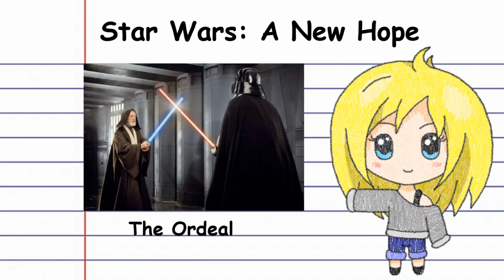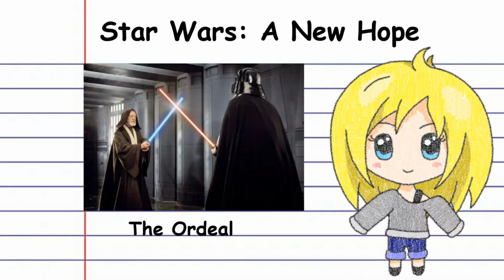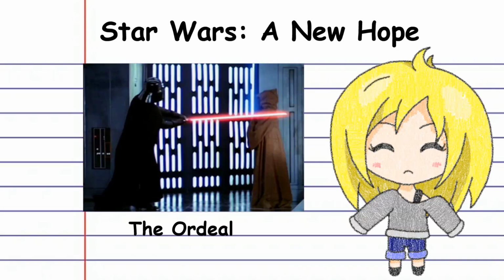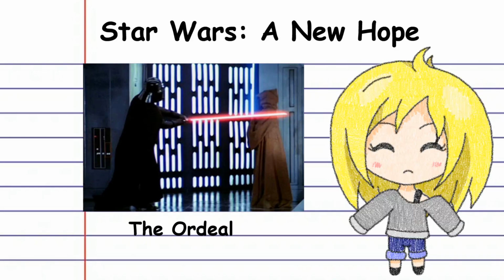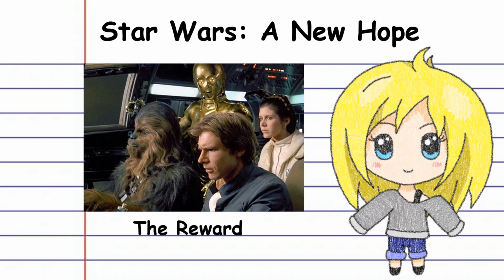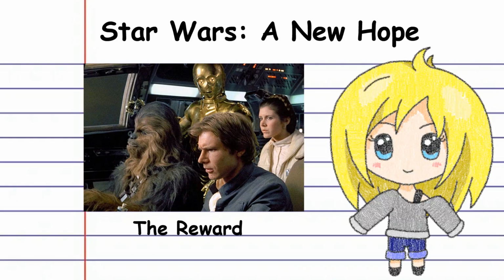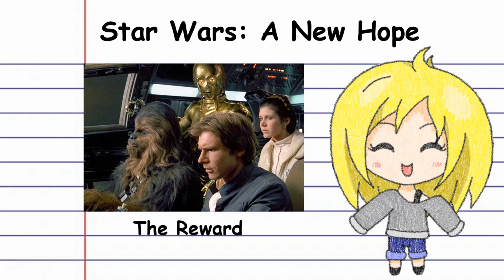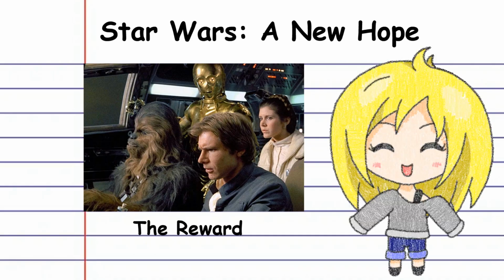Now we get to the ordeal. While Luke is busy rescuing Leia, Obi-Wan faces off against Darth Vader, and in the end he sacrifices himself so that Luke and the others can escape. The reward is that Princess Leia has been rescued, but also our heroes now have the schematics to the Death Star, something that can completely change the outcome of the rebellion.